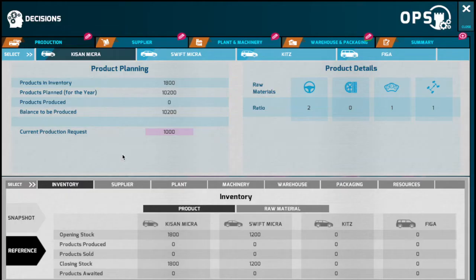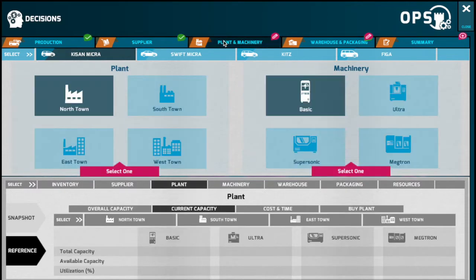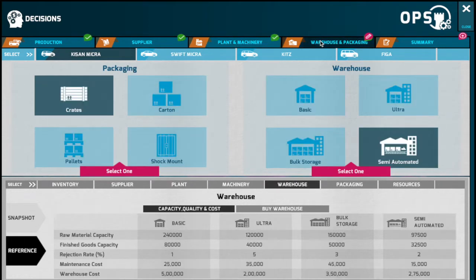As the head of operations, you are in charge of production planning. To produce products, you would need to determine the suppliers from whom you would like to procure the raw materials, manage the capacity of your plant and machinery that you currently have, determine the warehouses that you would like to store your products, and more importantly, understand the packaging materials that you would like to use for your product.